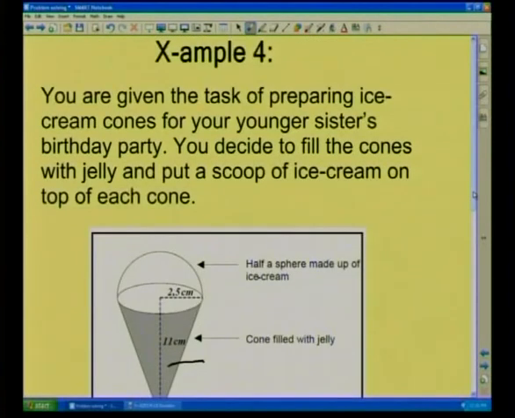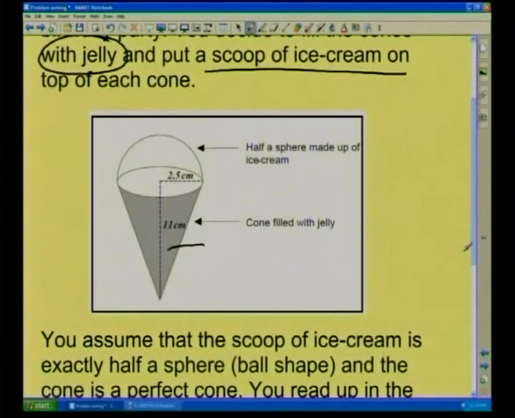Example 4. You are given the task of preparing ice cream cones for your younger sister's birthday party. You decide to fill the cones with jelly and a scoop of ice cream on the top of each cone. So you can see they've drawn a picture for you to have a look at. Half a sphere, which is a ball shape, is the top, and that's your ice cream. And then you've got a cone filled with jelly underneath.